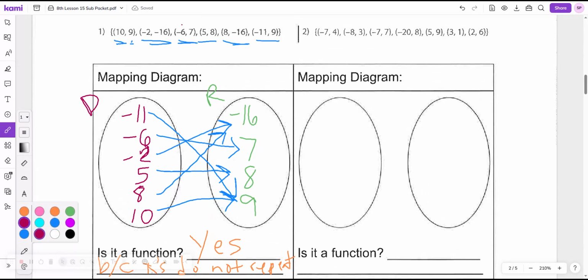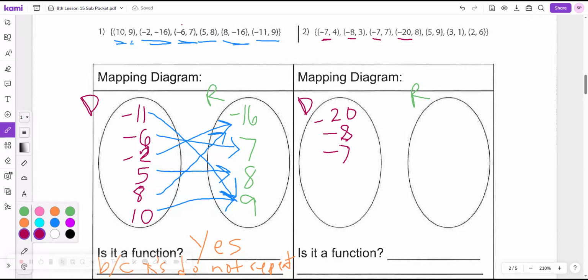All right, number 2. So we're going to have the domain on the left and the range on the right, just like a function table. And again, I'm going to go from least to greatest. All right, domain. The smallest x I see is negative 20. Next smallest is negative 8. And negative 7.